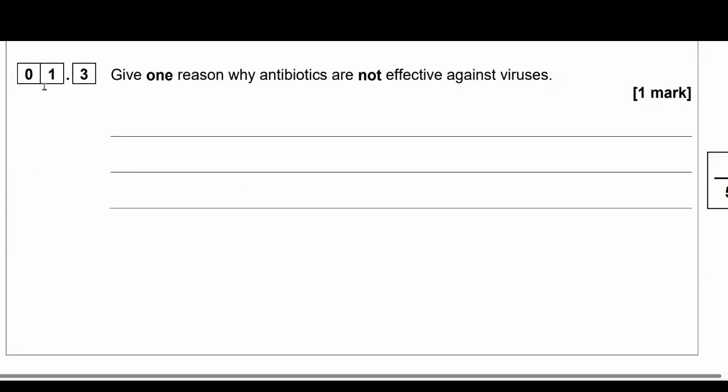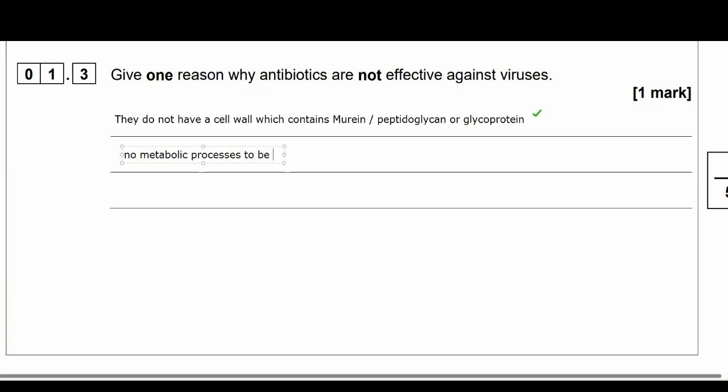Okay, let's move on to 1.3. Give one reason why antibiotics are not effective against viruses. Well, there's plenty of reasons why they're not effective. Antibiotics normally target enzymes, the ones that build the cell wall of a bacteria. Viruses don't even have a cell wall. So they don't have murein, peptidoglycan, or glycoproteins. Either of those are the chemicals found in the cell wall of a bacteria. So there's none of this stuff that the antibiotic can disrupt. Some antibiotics disrupt metabolic pathways inside the bacteria. And of course, viruses don't have any metabolic processes.